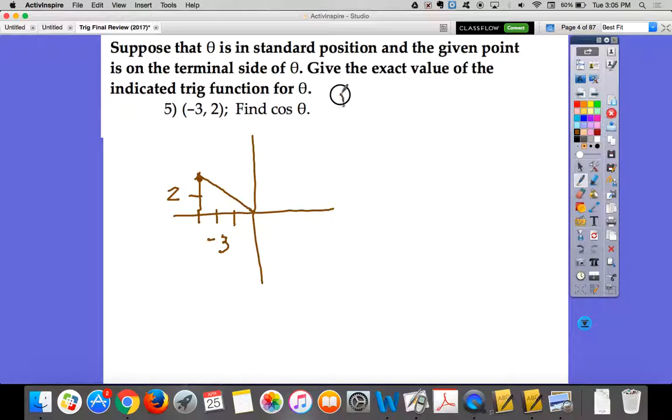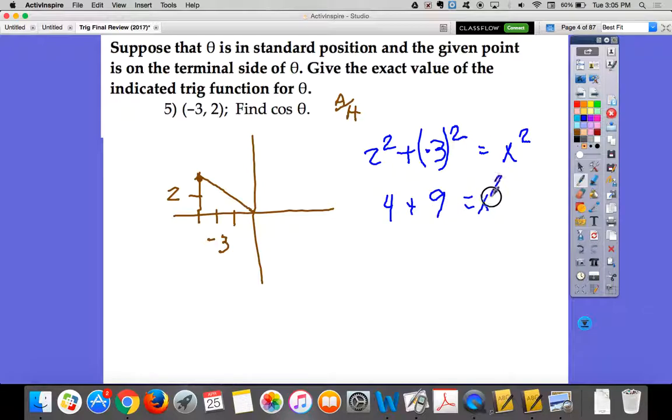Remember, cosine is adjacent over hypotenuse, so we need the hypotenuse. That's not one of the traditional triangles, so we've got to do 2 squared plus 3 squared. There's no need to do negatives because even if you put the negative, when you square it, it's going to be gone. So we're going to have 4 plus 9 equals x squared, so x is square root of 13. Yes, I'm going to skip some stuff because y'all are college algebra kids, college trig kids, and you should be able to do this.